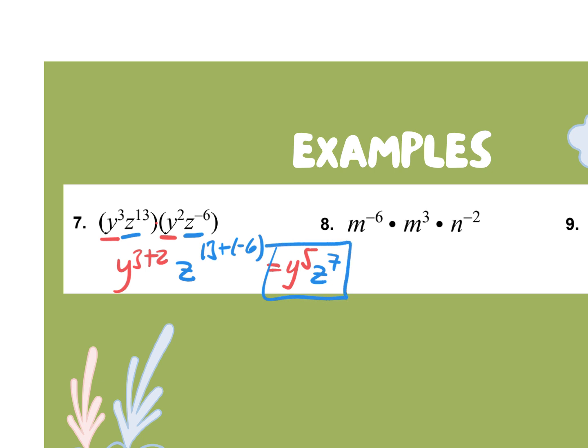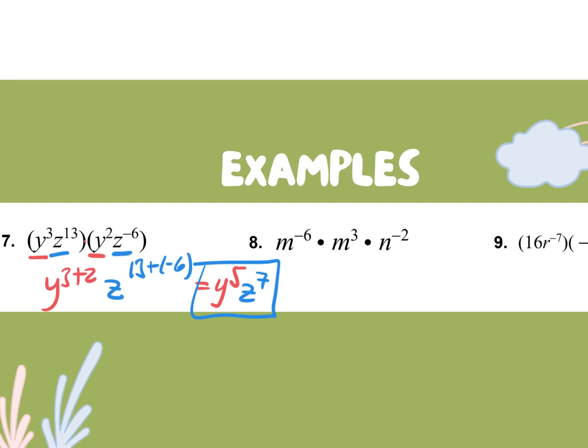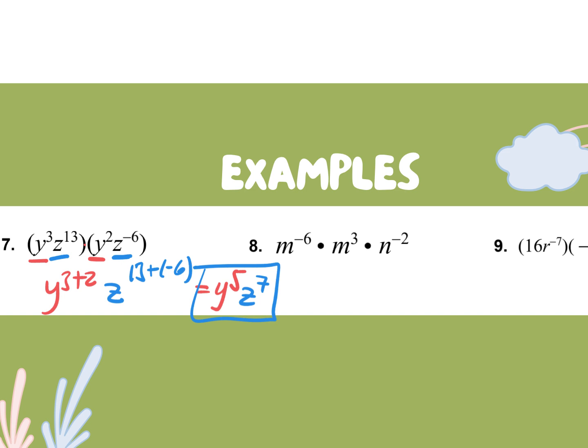All right. And now with this next one, I have multiple m's here. So I have an m to the negative 6, n to the 3, and n to the negative 2. Again, I want to match everything that matches. So m is going to match with m. Nothing goes with n, so I'm going to leave that alone.